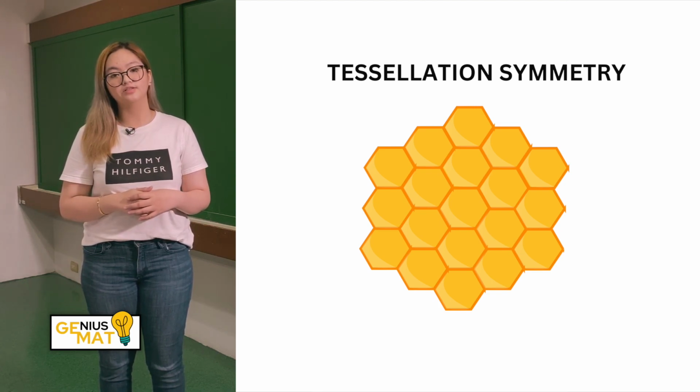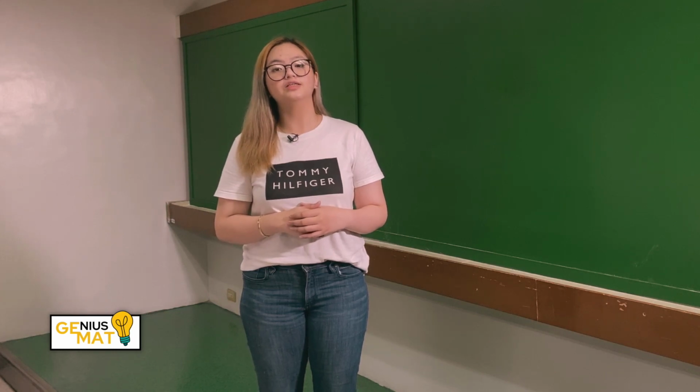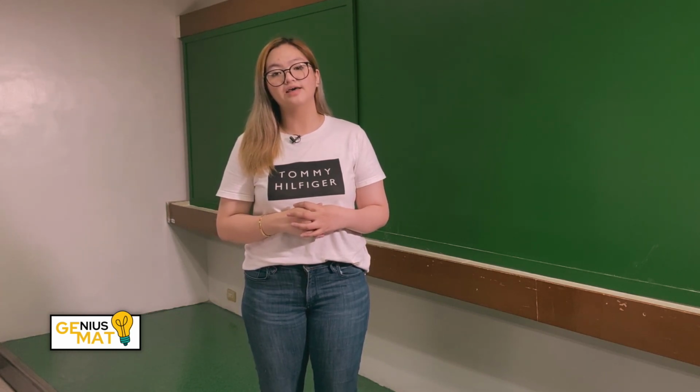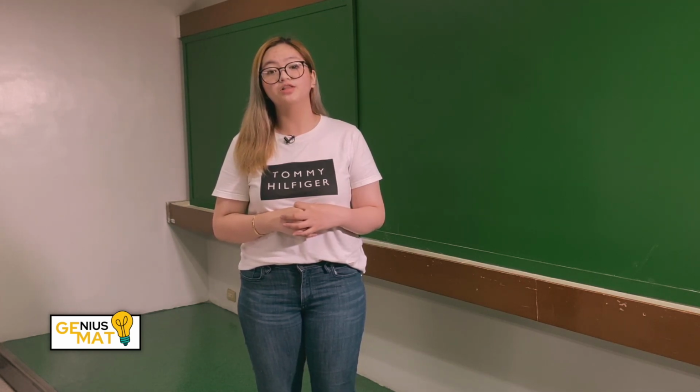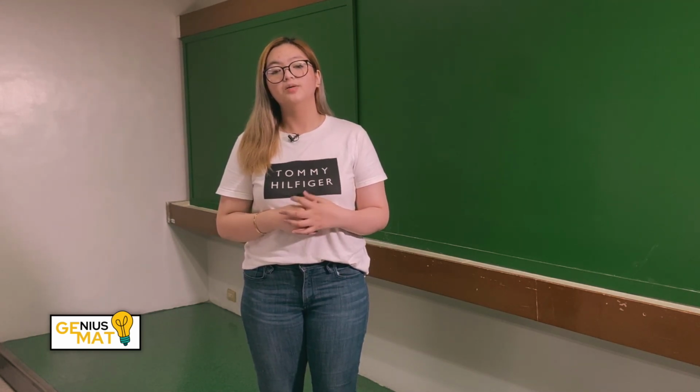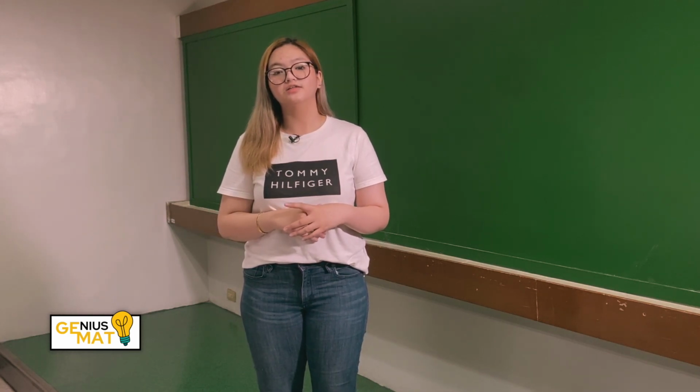examples of tessellations. Understanding symmetry is important in many areas of math and science, including geometry, physics, and chemistry. Symmetry can be used to understand the properties of objects, predict their behavior, and design new materials and structures.